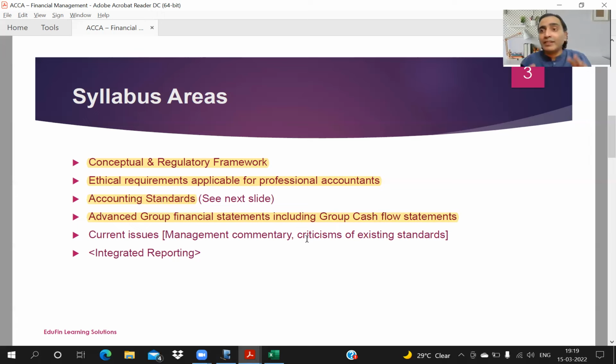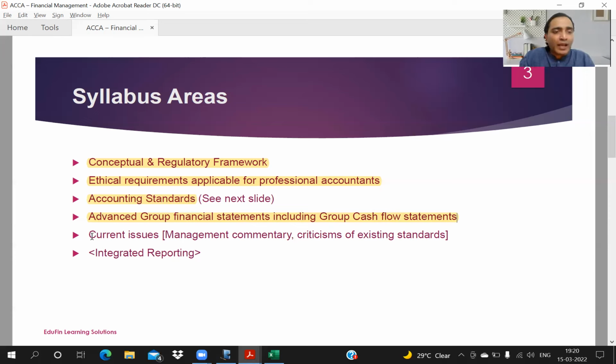Even the IASB agrees that IFRS are not perfect. We are trying to evolve them, but they are not perfect. So now you should also know what the loopholes are. What are the hiccups which accountants come across while applying certain standards? So certain criticisms towards certain accounting standards, that is what we are going to learn in current issues.